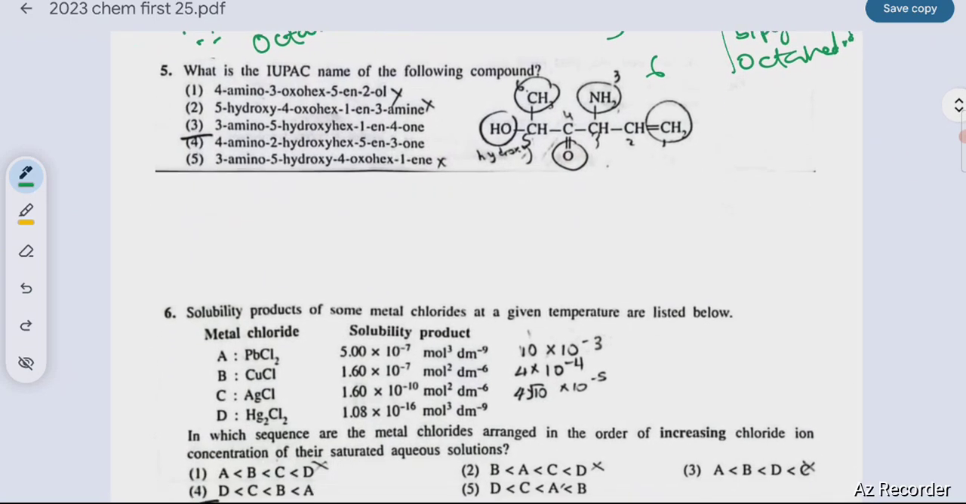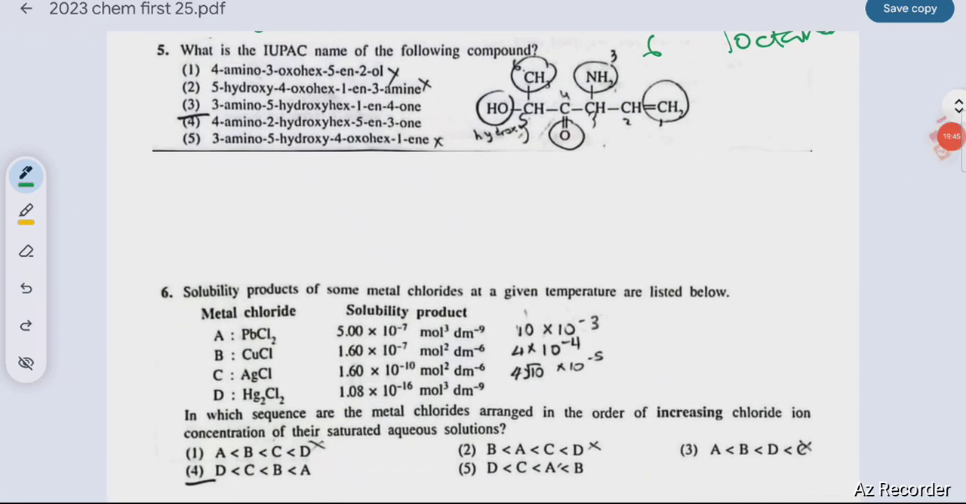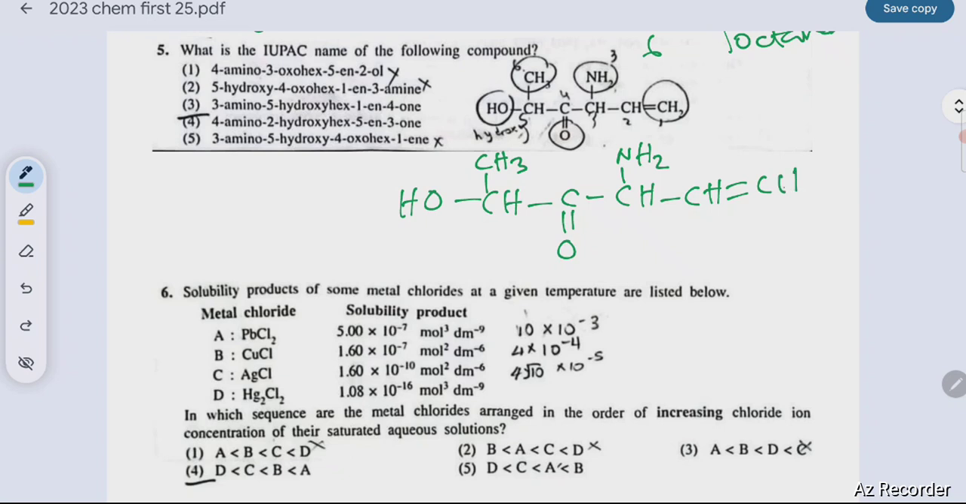Next we will move on to the 5th MCQ. First we will draw this structure. OH, CH, CH3, CO, CH, NH2, CH, CH2, right? CH, NH2, CO, CH, CH3, OH, right?